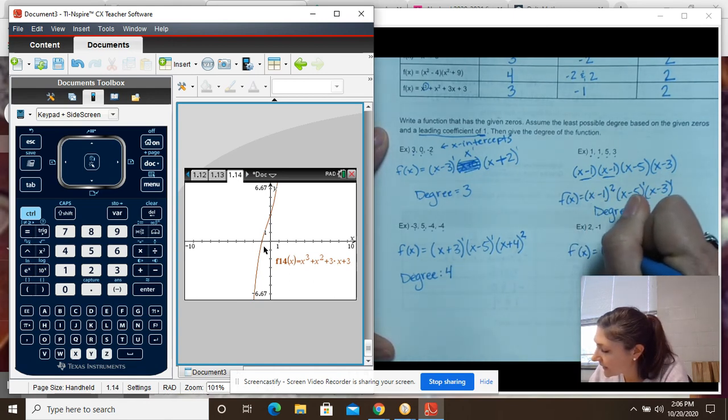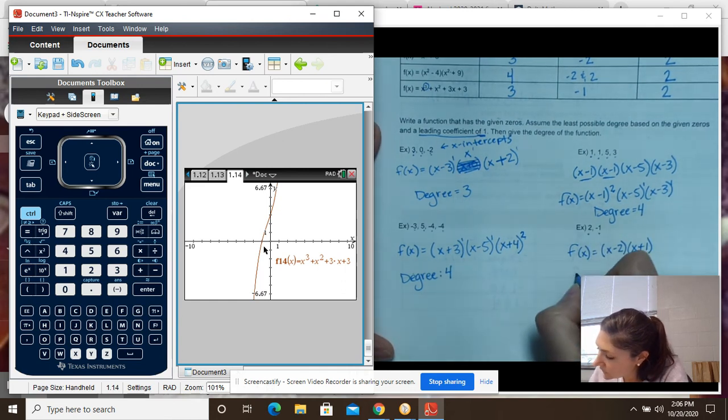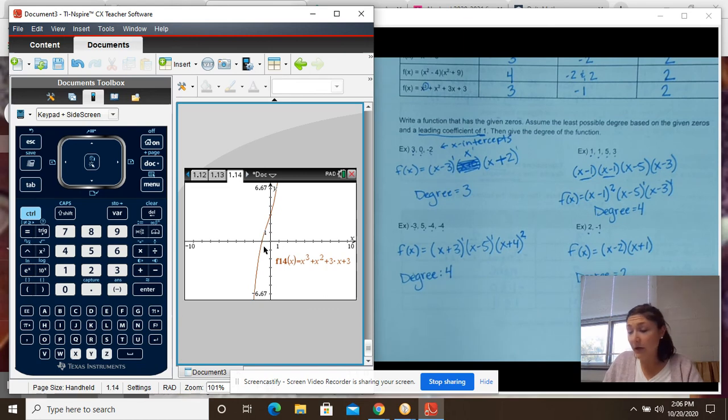For our last example here, just 2 zeros this time. So I would get x minus 2 times x plus 1. And my degree would be 2. That's it for our notes for today. We will do some more practice problems in class.